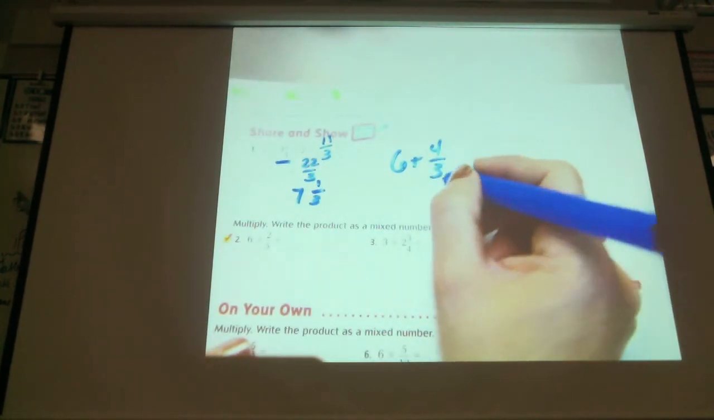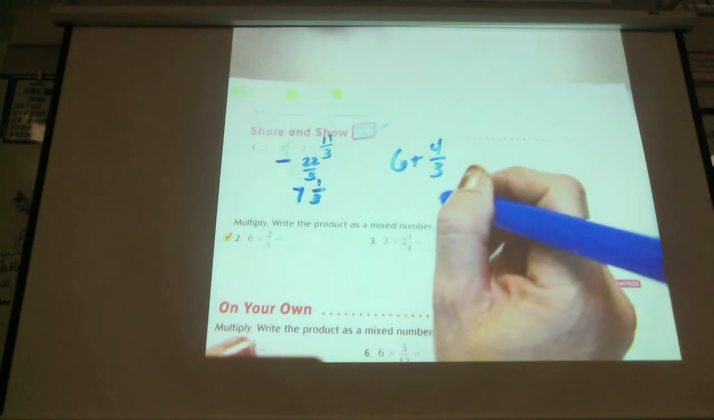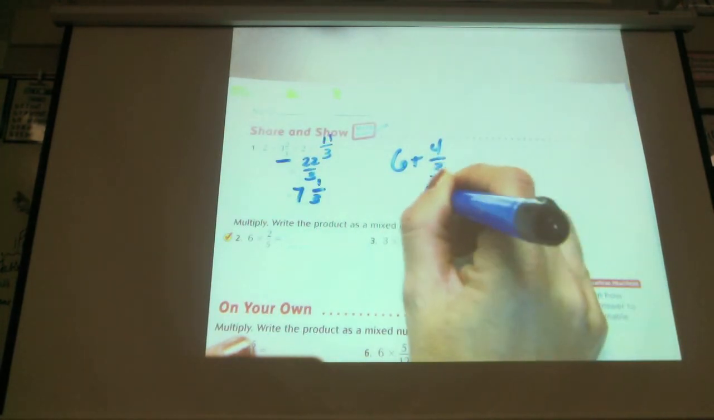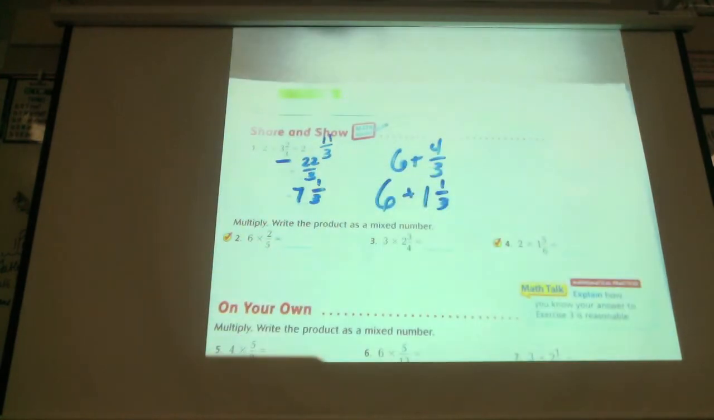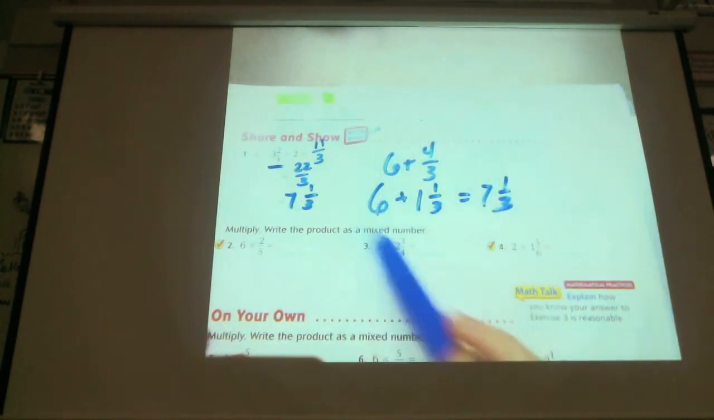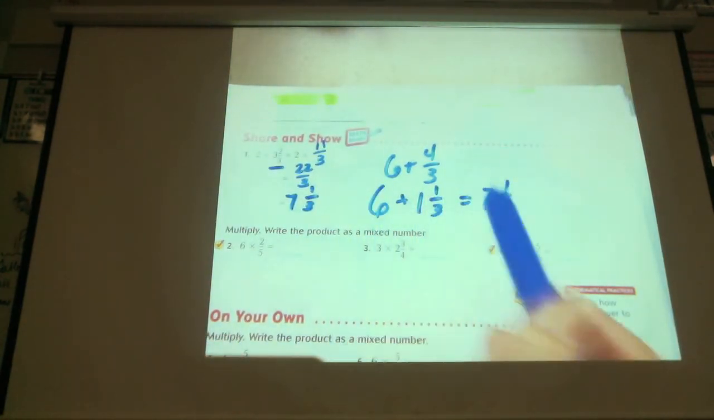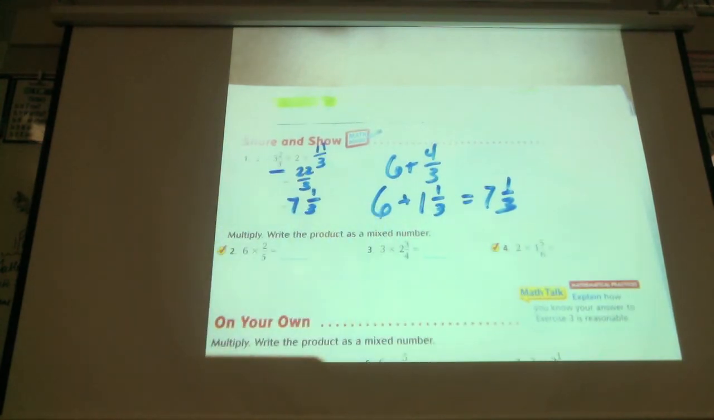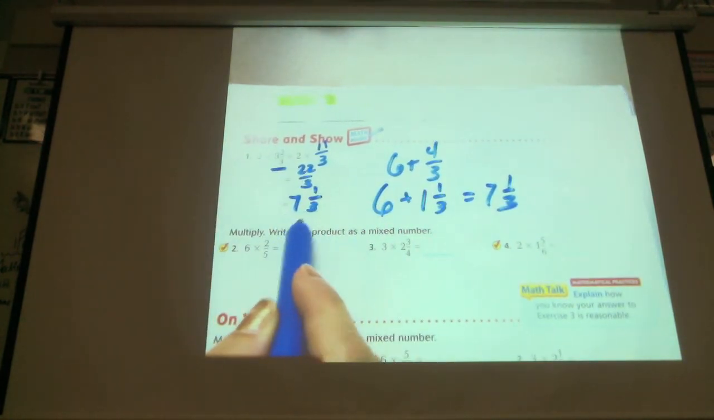What is the mixed number this should be? Daniel: 1 whole and 1 1/3. Right. So we have 6 plus 1 1/3, which equals 7 1/3. If this way doesn't make sense to you yet, that's okay. You can do this way if you want to, or you can do this way, but you need to understand how to do this way at least.